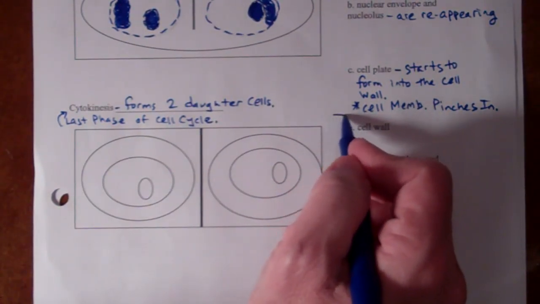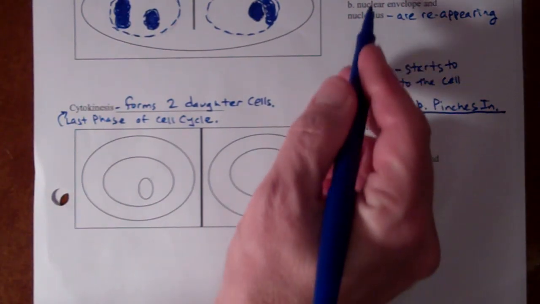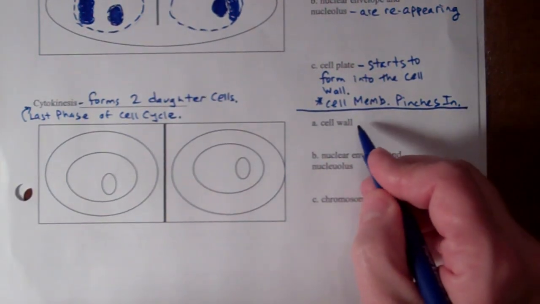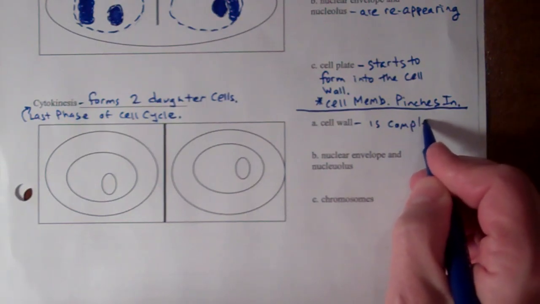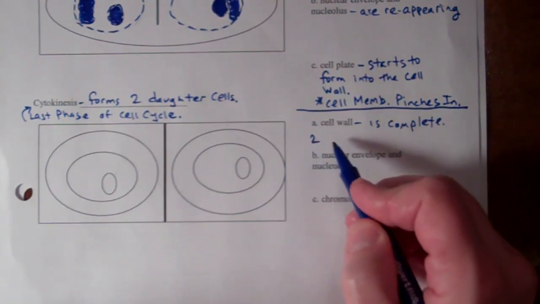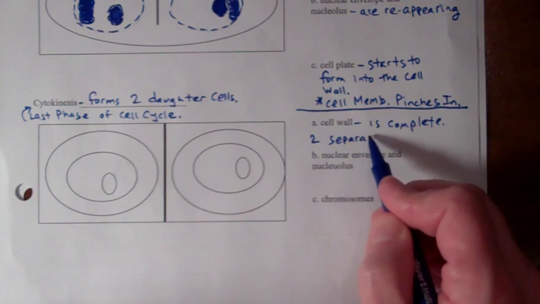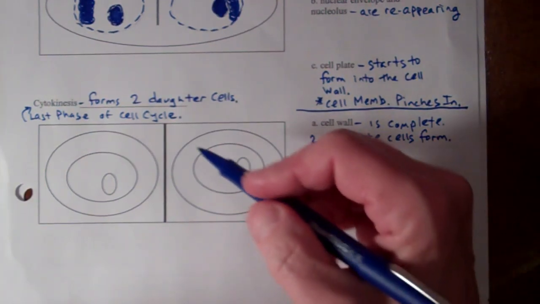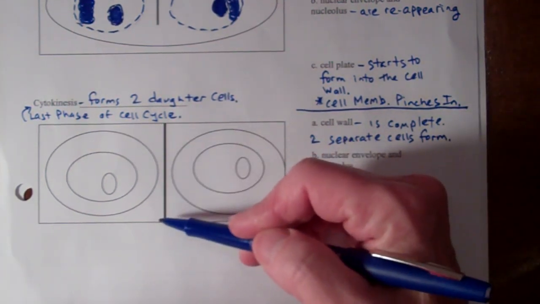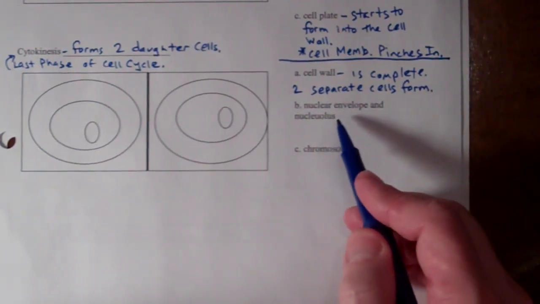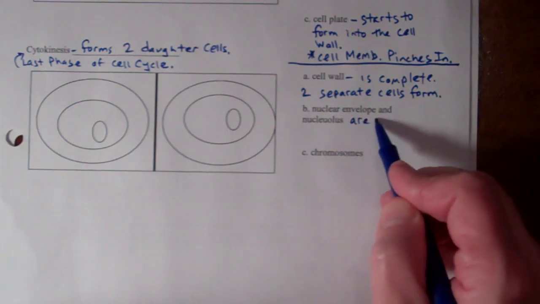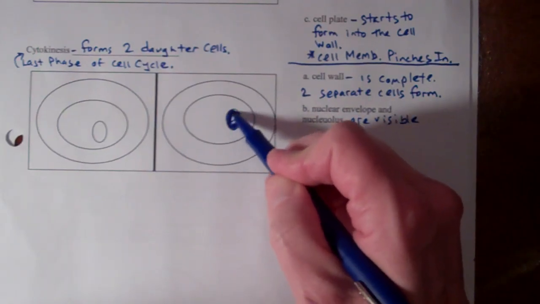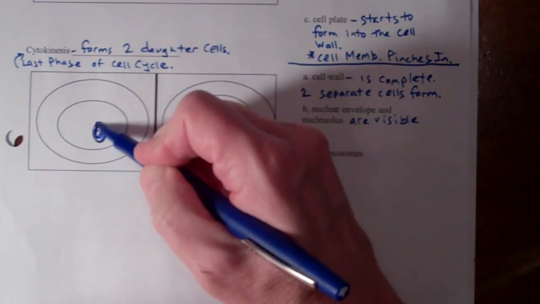So this is actually the dividing line from telophase to cytokinesis. So the cell wall here is complete. Okay, two cells have actually formed, two separate cells. Cytokinesis means that the cell has finally completely separated into two. The nuclear membrane and nucleolus are visible. I'm going to color in my nucleolus. There might be more than one in the cell. This picture just has one.